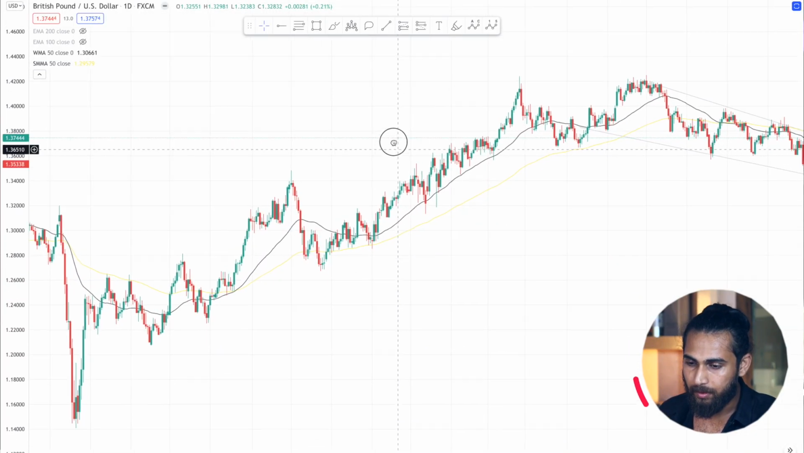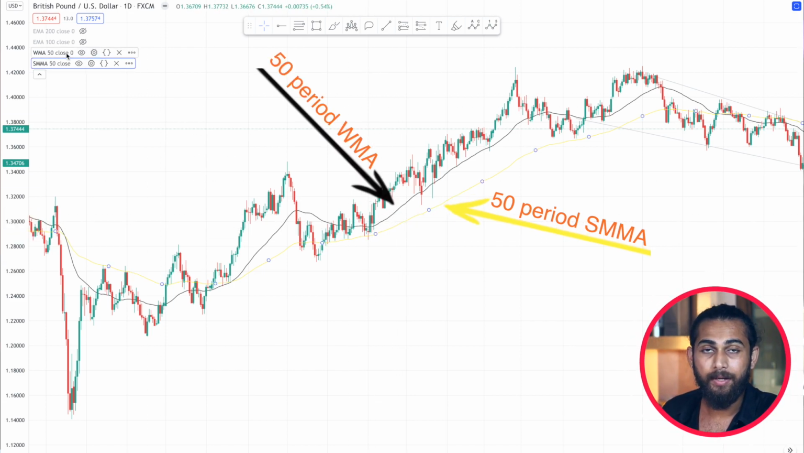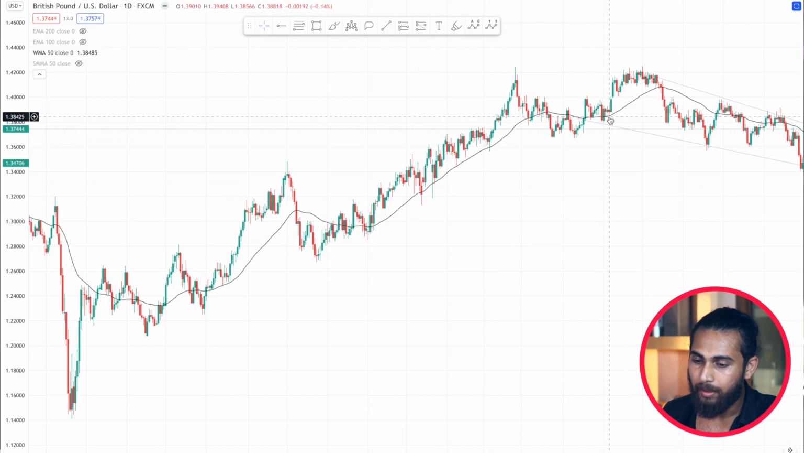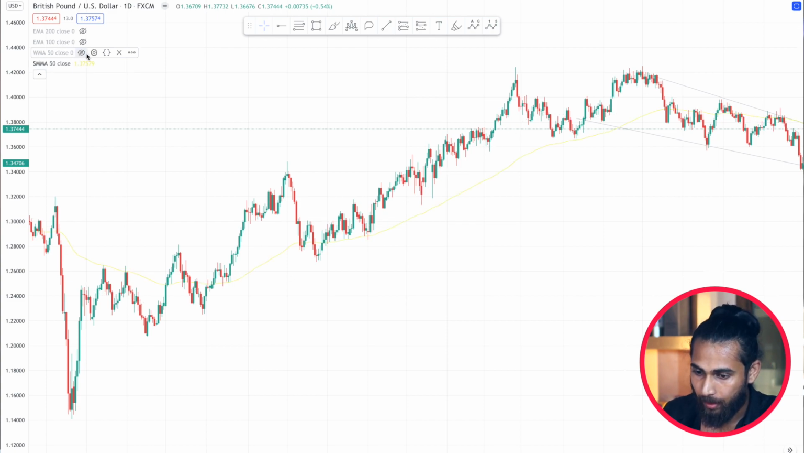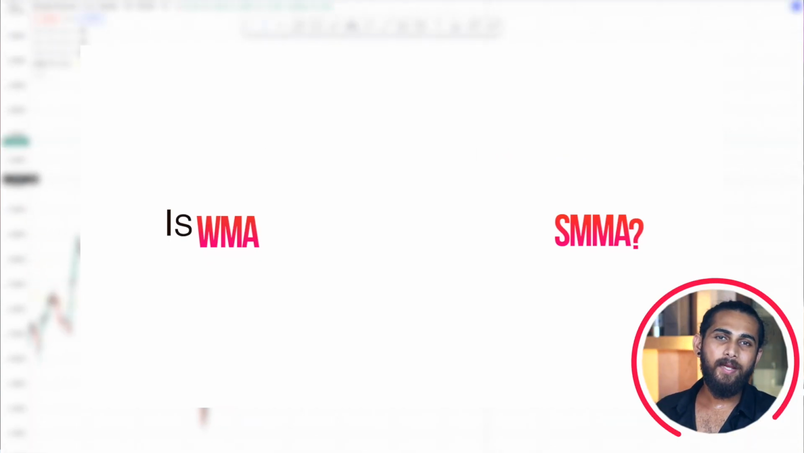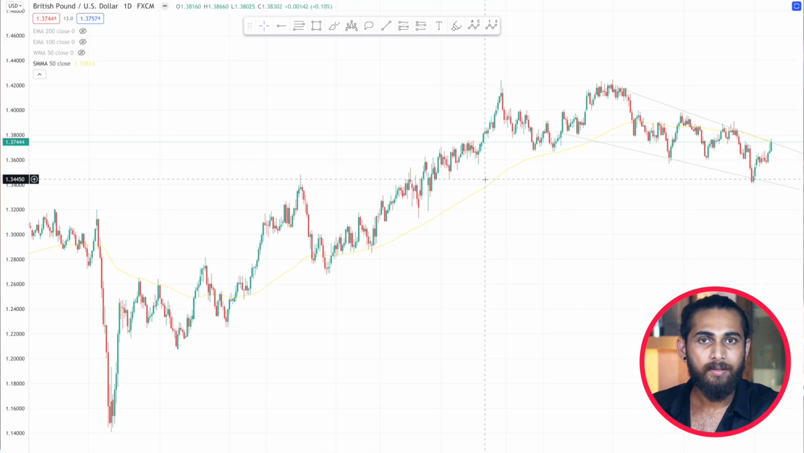It does actually make a difference, and to understand that, let us go to the charts and see how both are different. So here on the chart, the yellow line is the 50 period SMMA and the black line is a 50 period WMA. So just look at this chart. It just has the WMA, and look how closely the WMA follows the price. Now on the other hand, look at the SMMA. It does not really follow the price as closely as the WMA. So does this mean that the WMA is better than the SMMA? I don't know about that, but there's one thing where the SMMA might just be better.